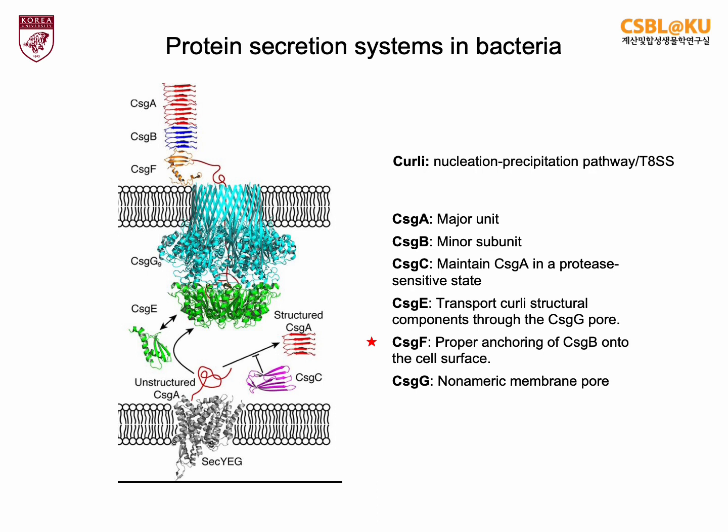CsgC is a chaperone-like protein that maintains CsgA in a protease-sensitive state in the periplasmic region of bacterial cells. CsgA is secreted to the outer membrane in a soluble unpolymerized form. On the cell surface, CsgB nucleates CsgA amyloid formation. The accessory protein CsgF is essential for the proper anchoring of CsgB onto the cell surface, and without CsgF, curli formation is disrupted.